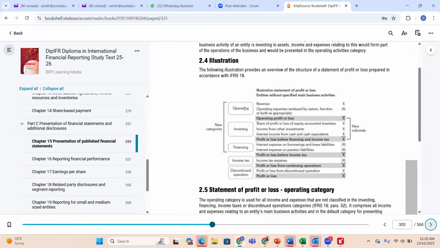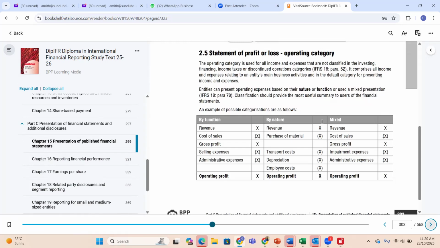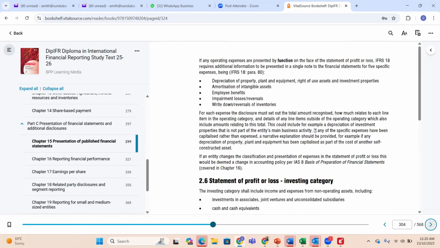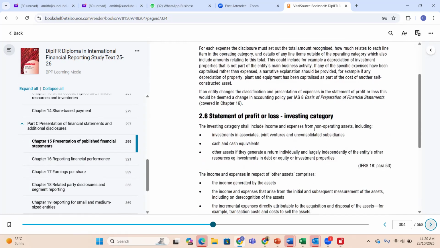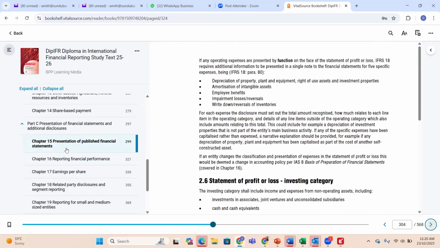See, now you have to do operating, investing, financing, income tax, and discontinued operation. This is just like a cash flow. Operating profit and loss without financing. So this should be very clear. Right? By function, by nature. We looked at by function, by nature, and all in the first conceptual framework. Does anybody remember the conceptual framework? Okay, anyway. So this is going to be something new which would take some time.